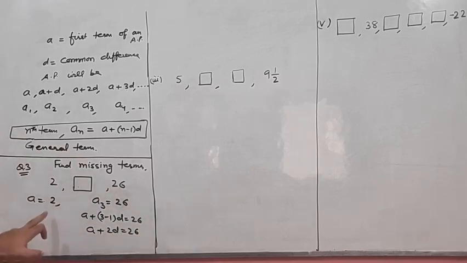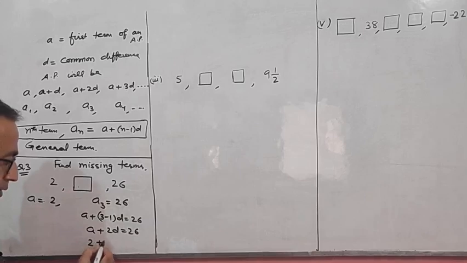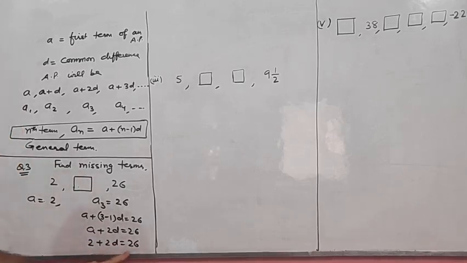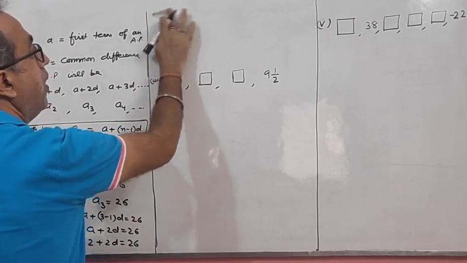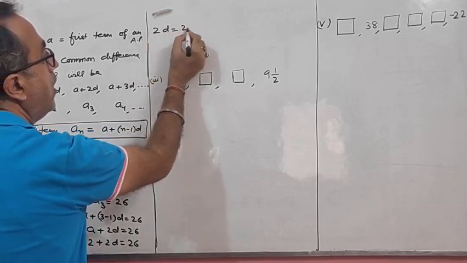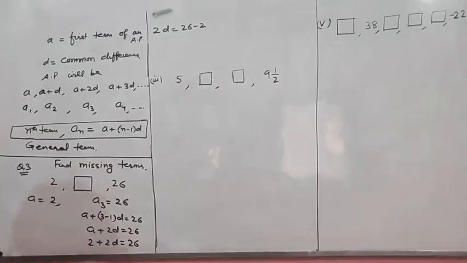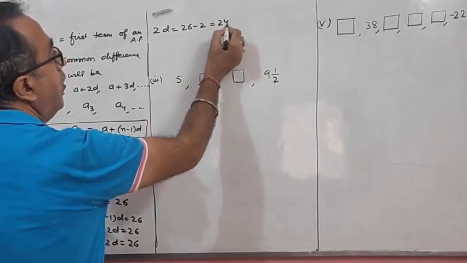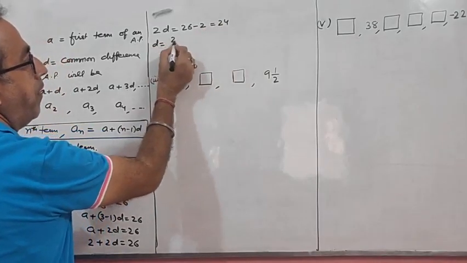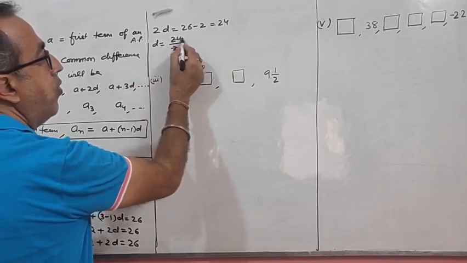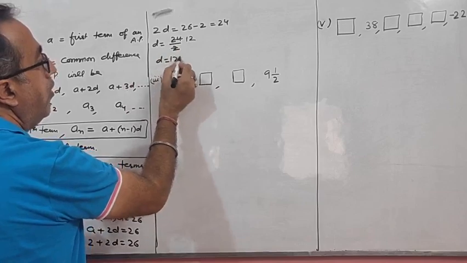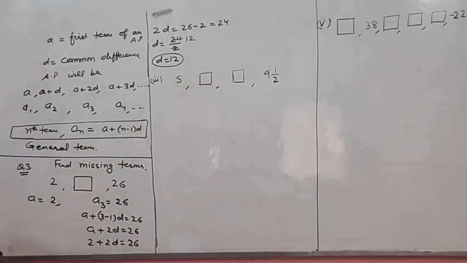We have the value of A, 2. Put this value in this equation: 2 plus 2D equal to 26. Now we can find D from this equation. 2D equal to 26 minus 2, which is 24. Take this 2 to the right side. It will divide 24. D is 24 upon 2, 12. So by this, we can find D.